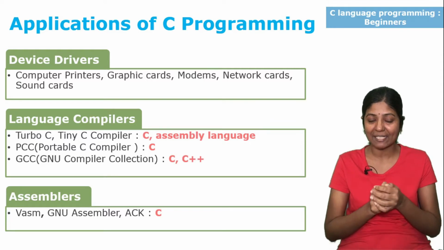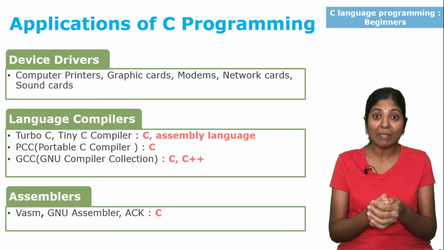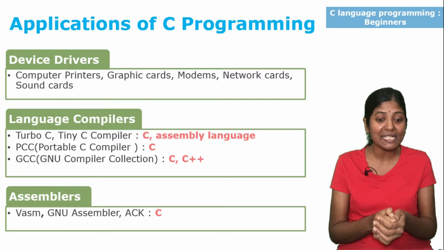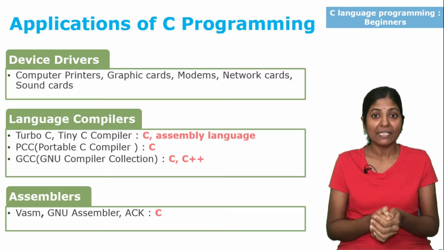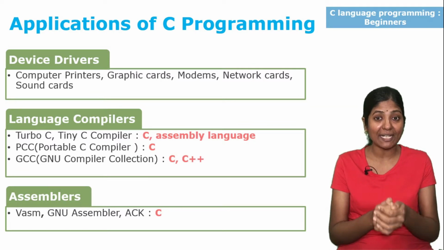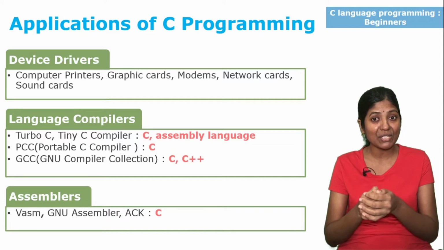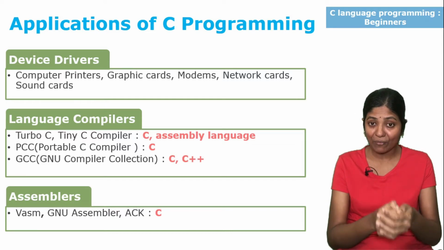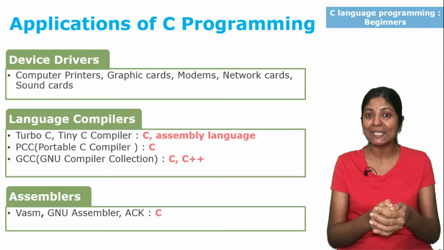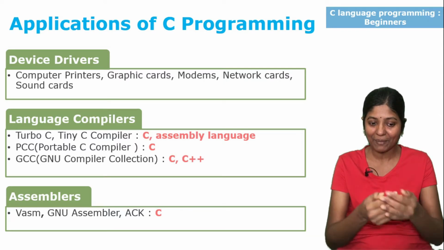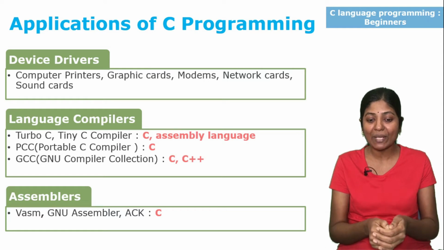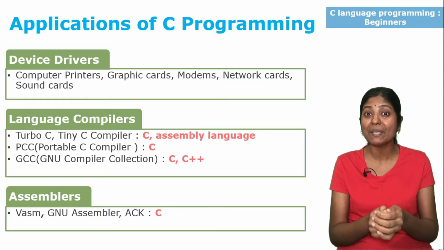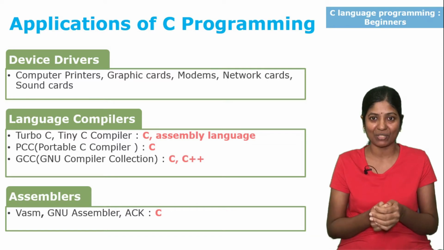Then coming to the assemblers. Assemblers will be used by the programmers who will write the instructions in assembly language. They will use assemblers to translate the assembly language instructions into machine code. Such kind of software can also be developed using C language. These are the examples like VSM, GNU assembler and ACK assemblers, which were implemented using C language.